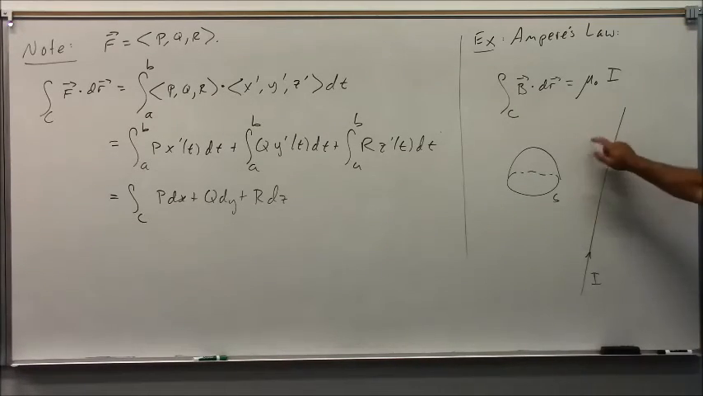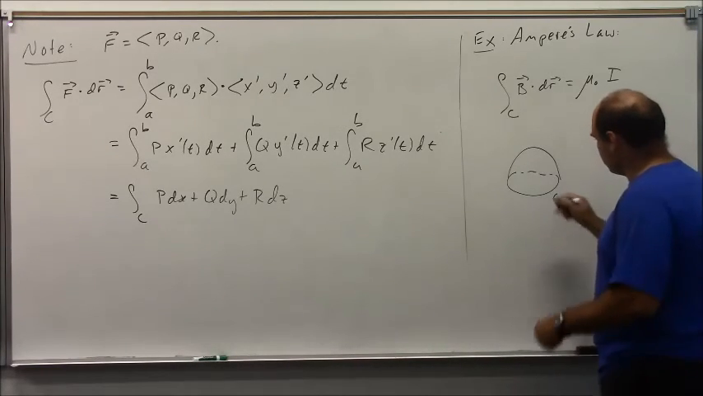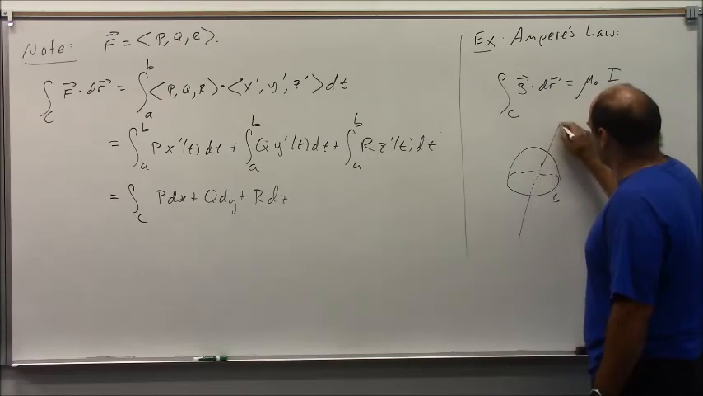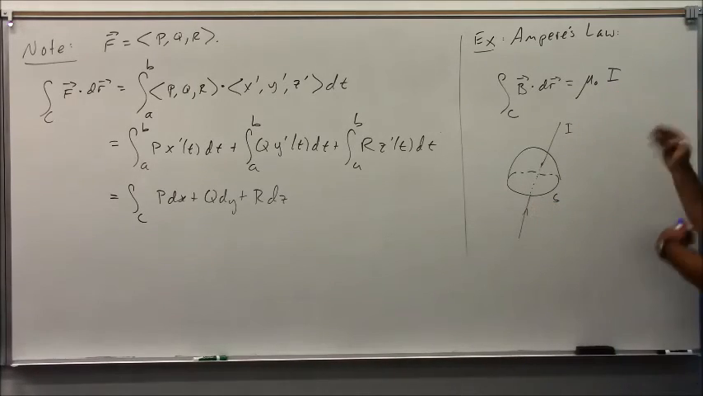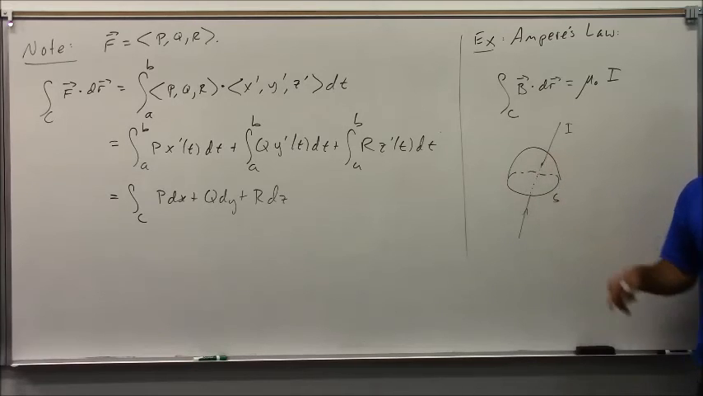Whoops, I did not draw this picture right. It's supposed to pass through the surface. There we go. Sorry, I drew a random wire. It has to pass through the surface S.